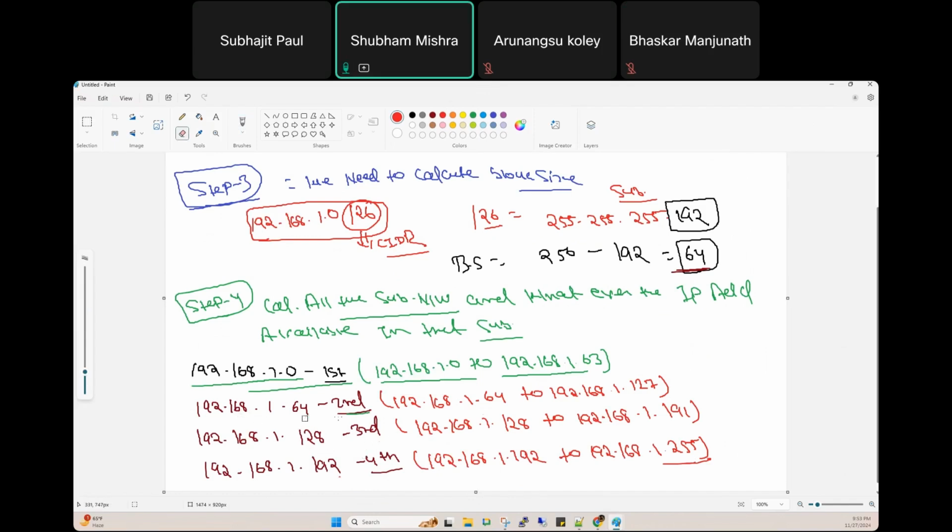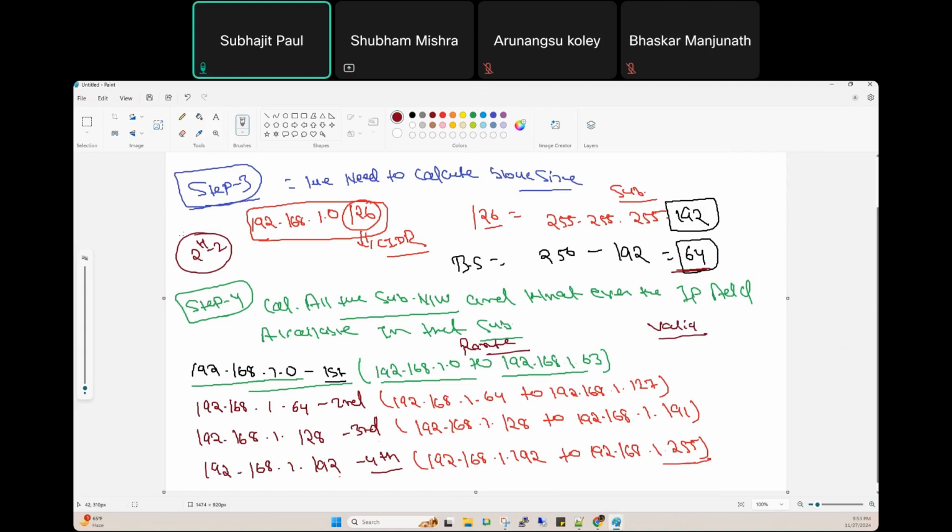Now, when you calculate the range, you need to calculate the valid IP. Now tell me the valid. I already told you, generally in a range, first and last we are not using. Because what is the formula of valid? 2 to the power h minus 2. Agree? Tell me, guys. Yes or no? Yes. 2 to the power h minus 2.